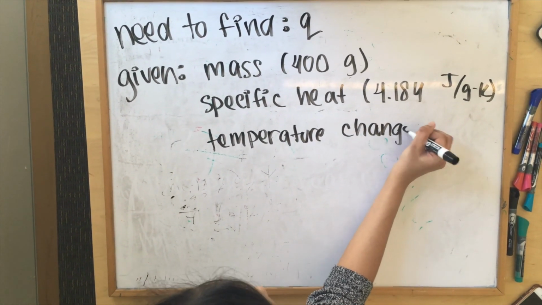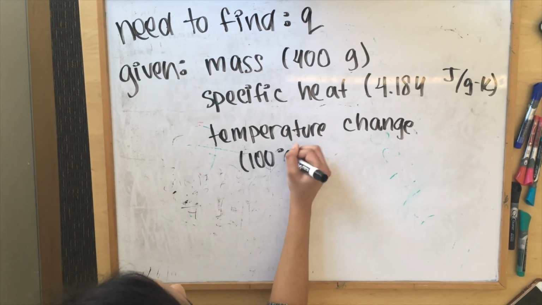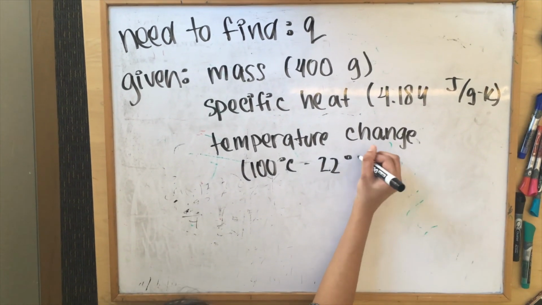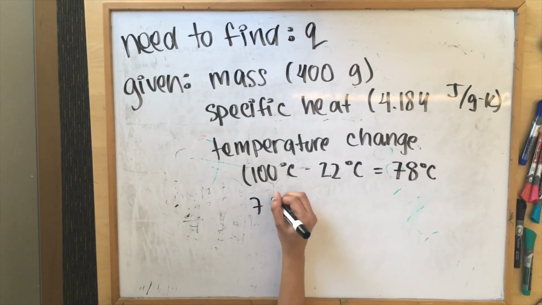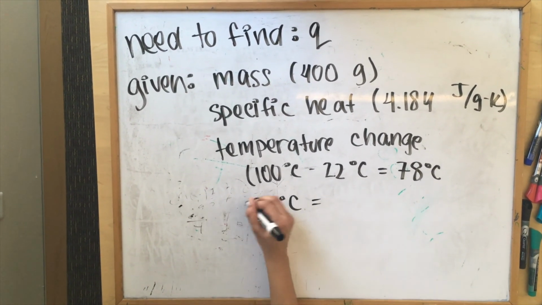However, we always want to use Kelvin for our units in temperature. Since Celsius and Kelvin have the same magnitude, if ΔT is equal to 78 degrees Celsius, that is the same as ΔT equal to 78 Kelvin.